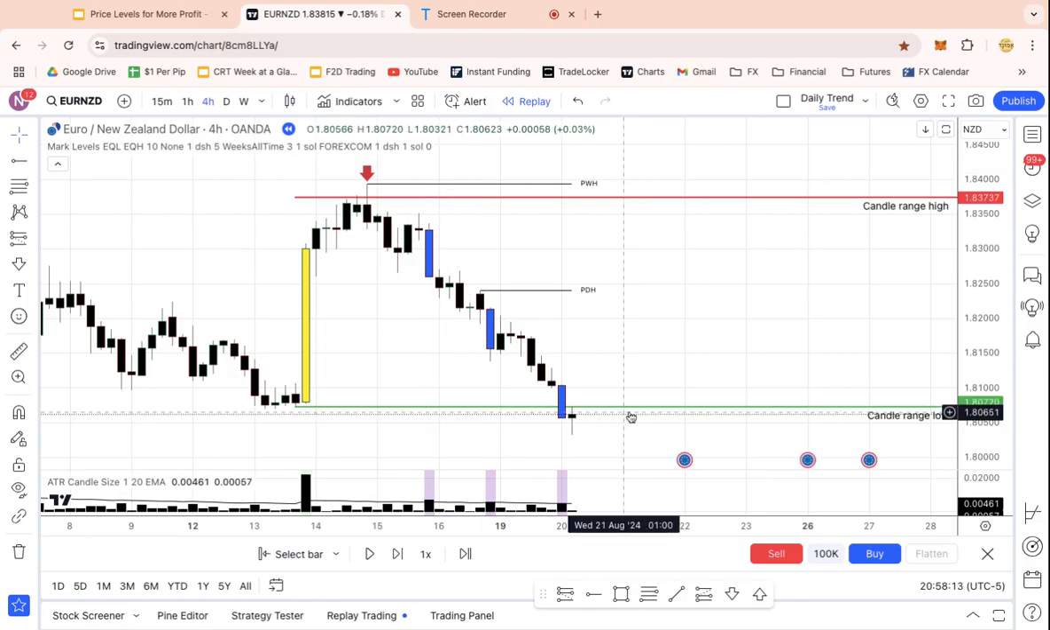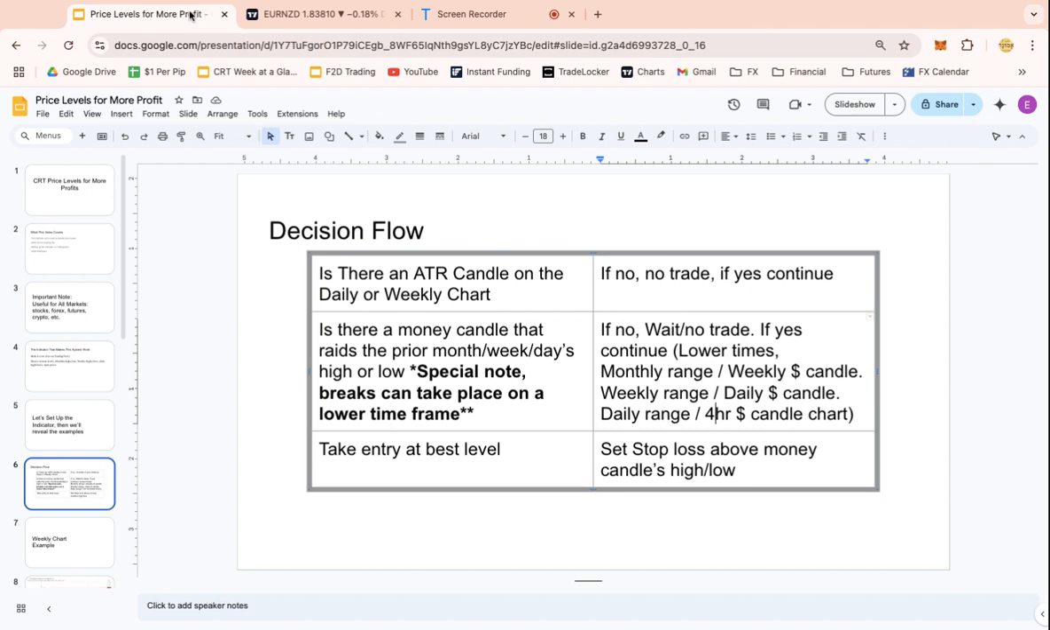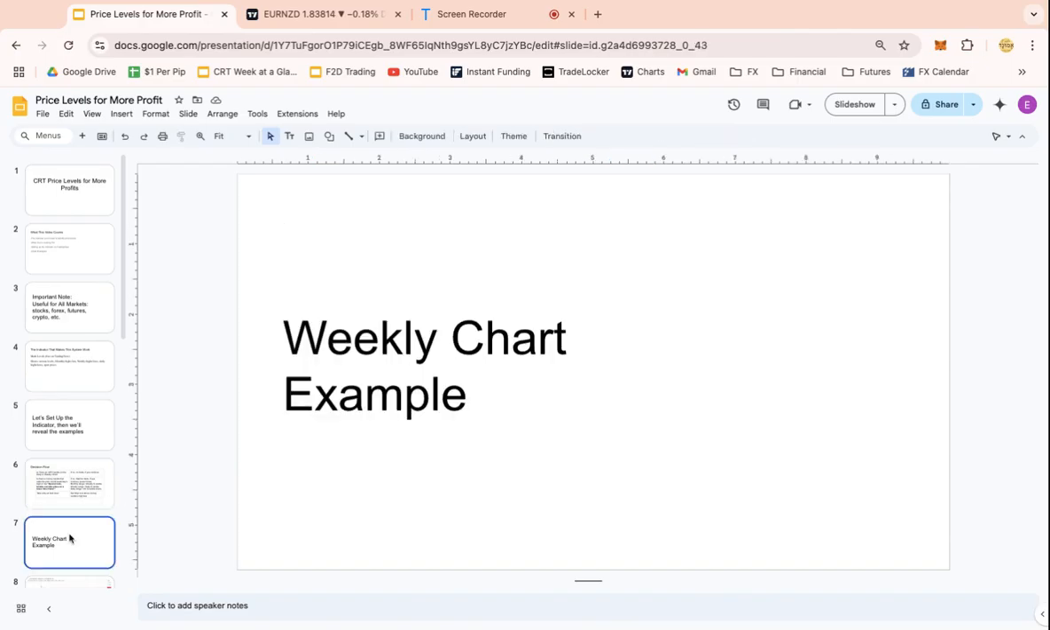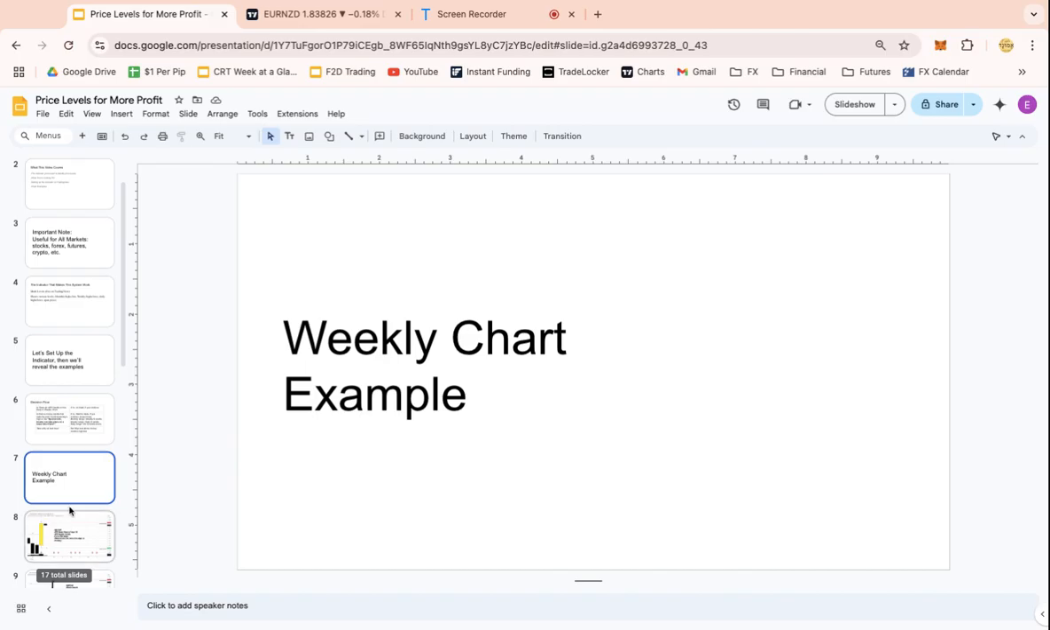All right, so let's get out of this and let's just finish up the decision flow here. So I've showed you how to go from the monthly to the weekly, from the weekly to the daily, and what we just went over was daily dropping down to the 4 hour. So you just take your entry at the best level, set your stop loss, and you can do your take profit at the middle of the range or at the bottom or top of the range that you're trading.